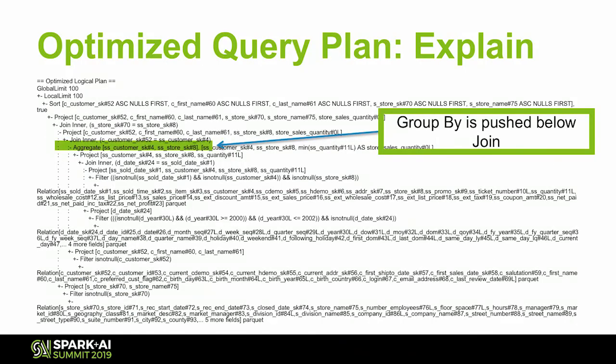Here I'm showing the output of an explain in Spark for the same query that we just saw before. You can see that the aggregate is actually pushed down below the join for the customer and store sales. The way that you would get this output is if you do explain extended, or if you're using the API, you would say explain true in order to get all the different phases of the query plan. Otherwise, when you just do explain, you only get the physical plan.